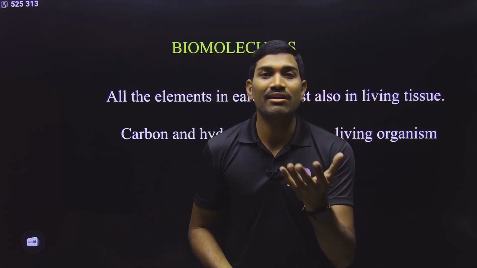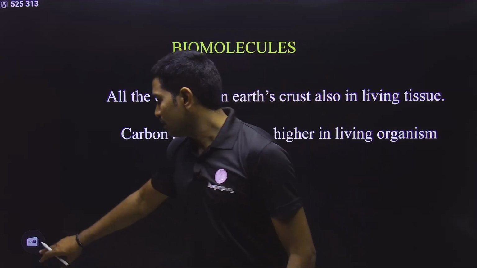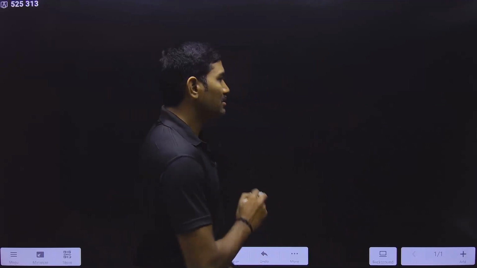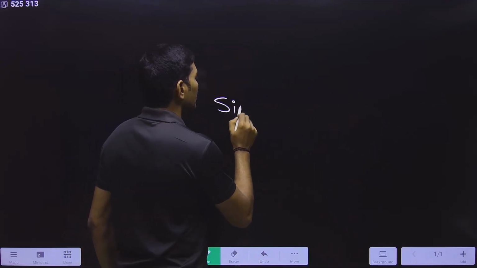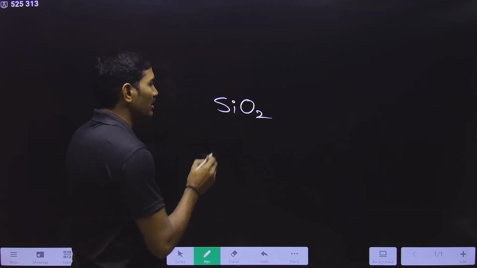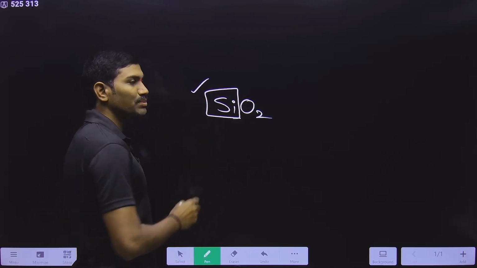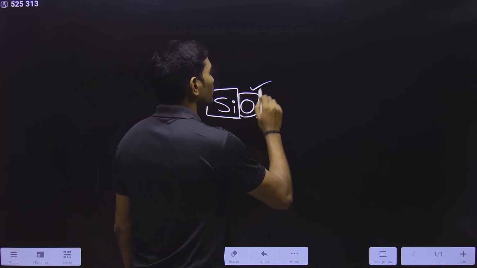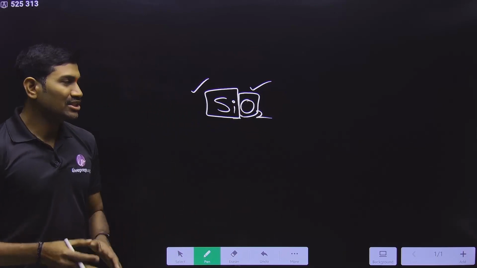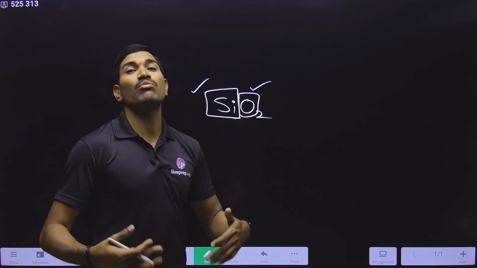Soil is silicon dioxide, SiO2, yes or no? Soil is silicon dioxide. It is SiO2. So obviously you can expect that silicon as an element is present and oxygen is more present. So in the earth crust, silicon and oxygen are more present.